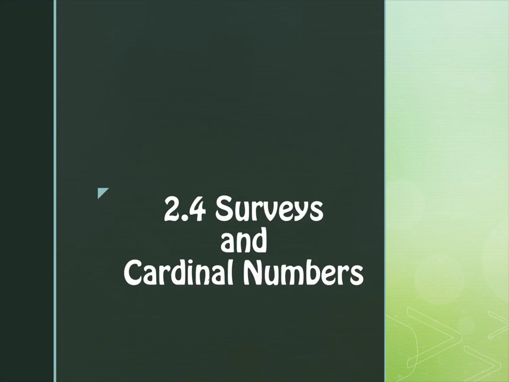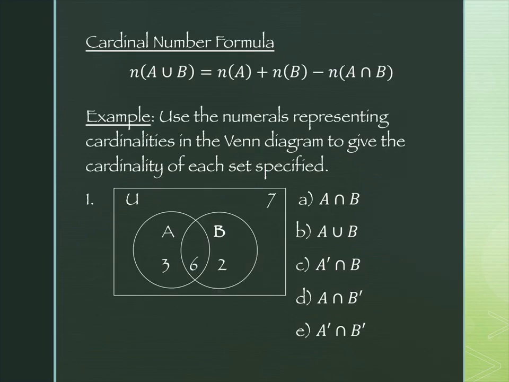And this is the conclusion of our chapter, right? So it's going to tie a lot of the things we've been working with into a single section, including Venn diagrams that we started last time. At least we did the bulk of last time. Okay, so the cardinal number formula is where we're going to begin.